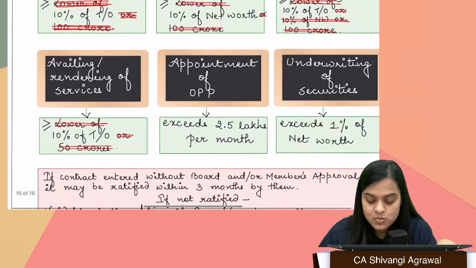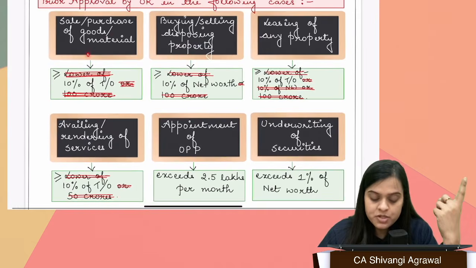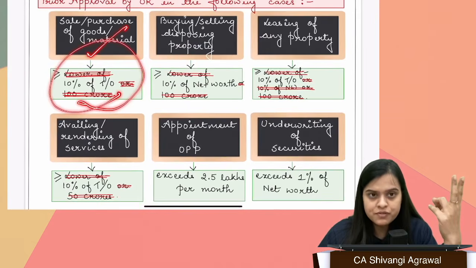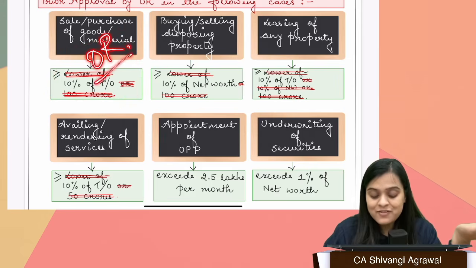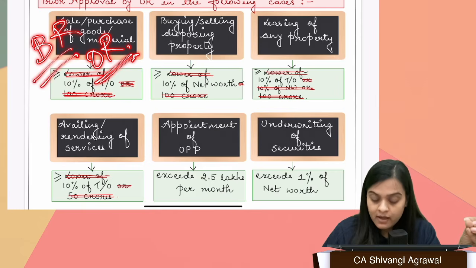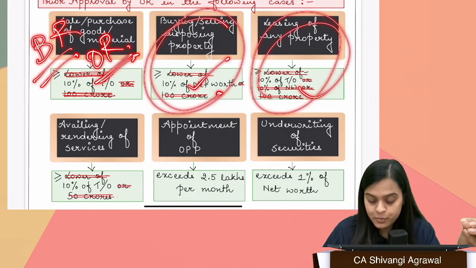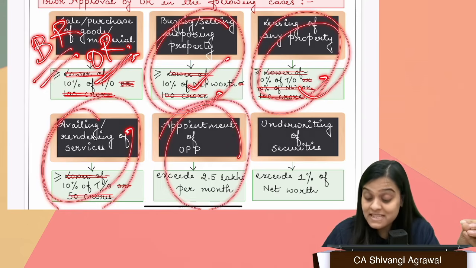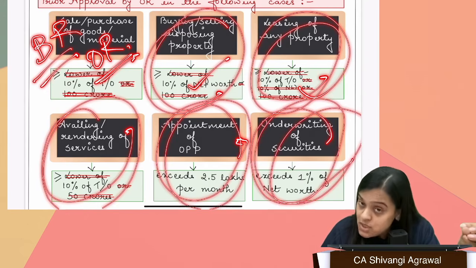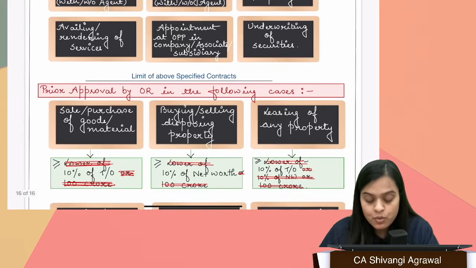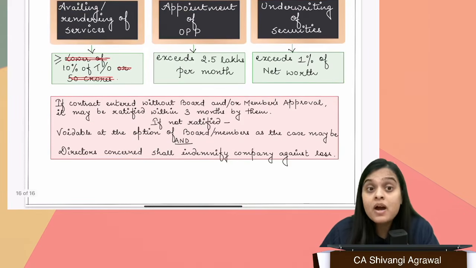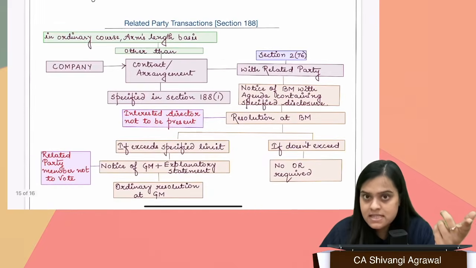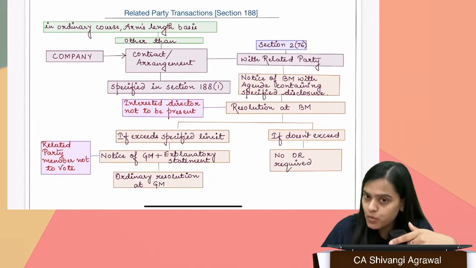Then you have appointment at OPP, then underwriting of securities. Now they all have been specified a limit. Sale or purchase of goods or material, 10% of turnover. So if it is 10% or more, then you need OR. If it is less than 10%, you don't need OR. All you need is a board resolution. Likewise, we have 10% of net worth, 10% of turnover, 10% of turnover if it exceeds 2.5 lakhs, and if it exceeds 1% of net worth. So approval of members is needed in all these cases. Otherwise, board resolution is going to be sufficient.